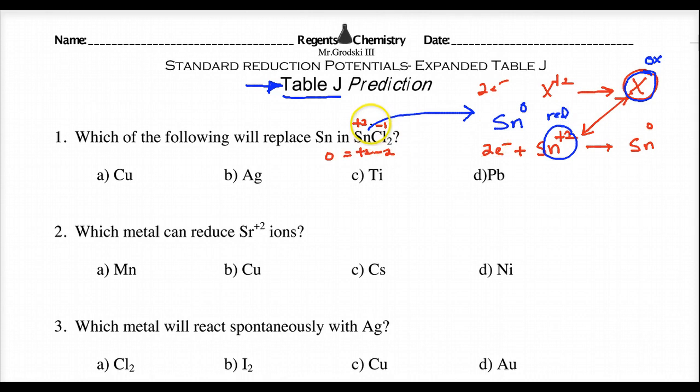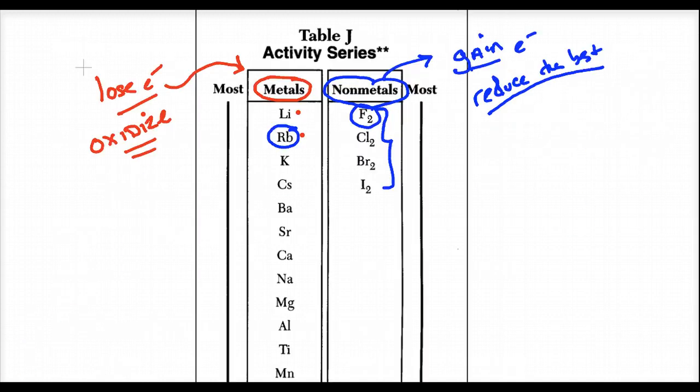Now that we have established this has to reduce to get out of here, because once it is a zero, it no longer is going to attract the negative here. So we're looking for some element, or chemical species, that has a what? That's more reactive in terms of oxidation than tin. Has to be above it. So let's go to Table J. Who is above tin? Well, we're looking at lead, titanium, silver, and copper. Find our tin.